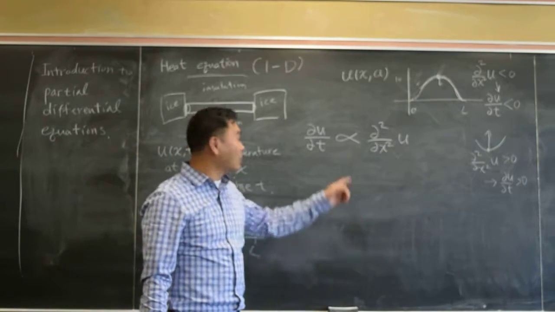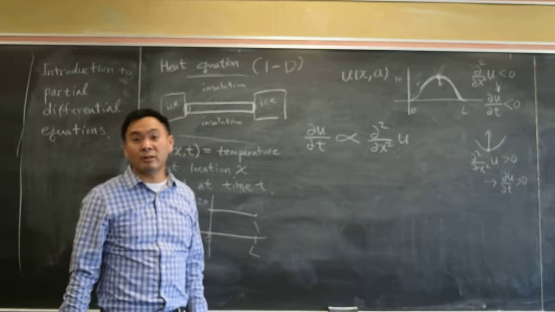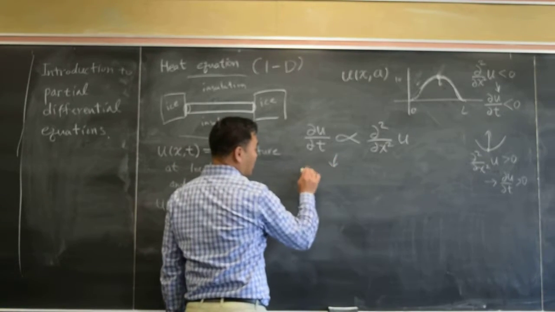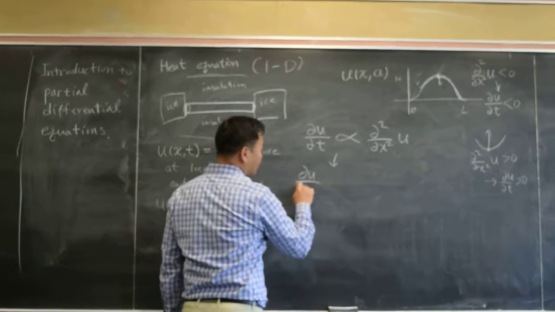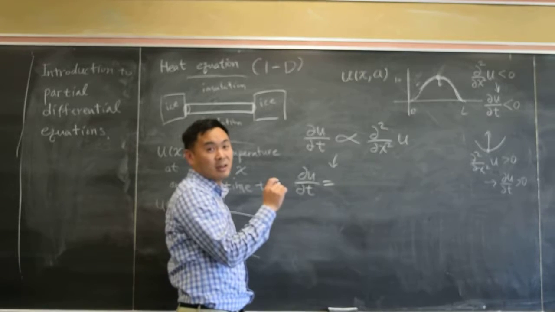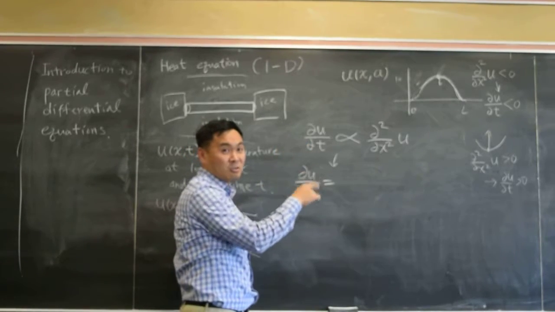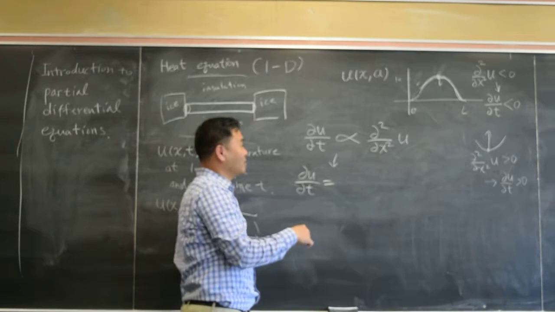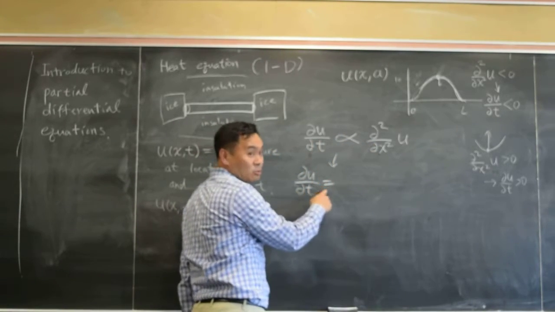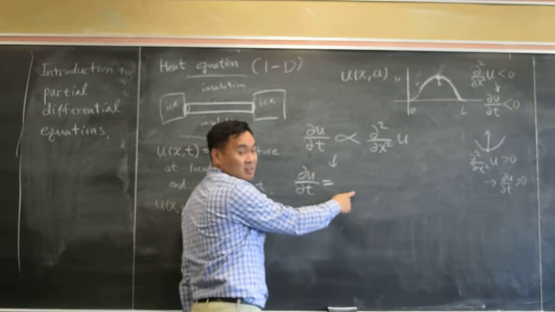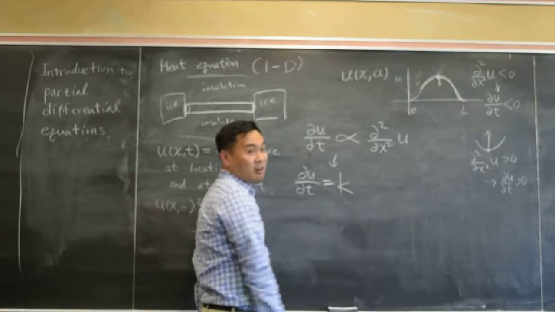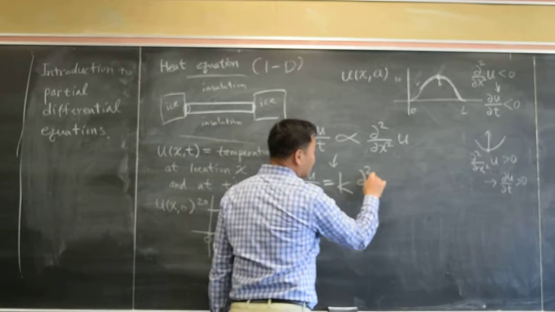Now, can you turn this into an equation? How does that work? ∂u/∂t is equal to... How do you take proportionality into the equation? If this is proportional to the other one, then this is equal to K times that, where K is the proportionality constant. K times the second partial.